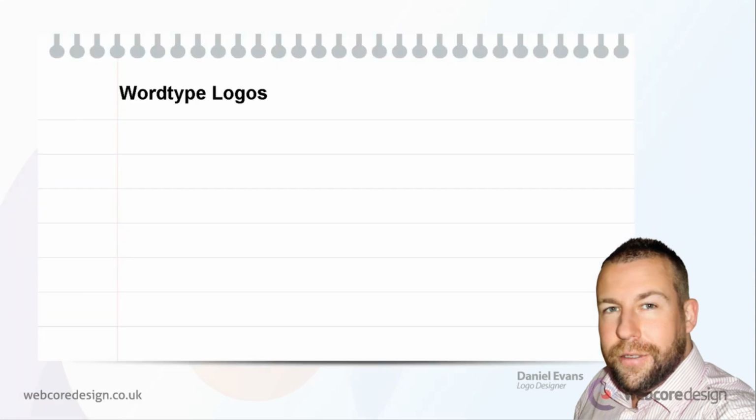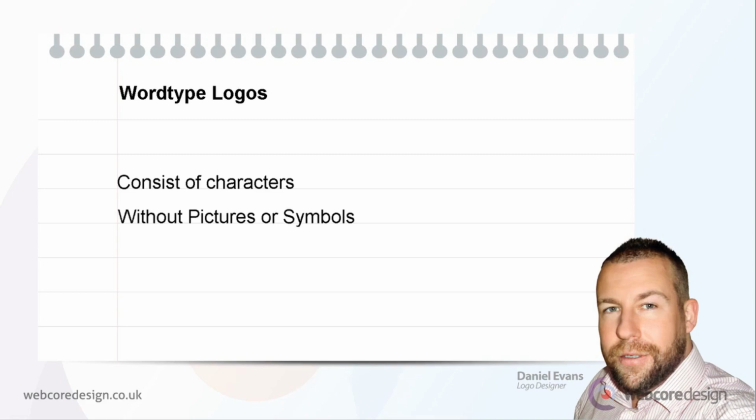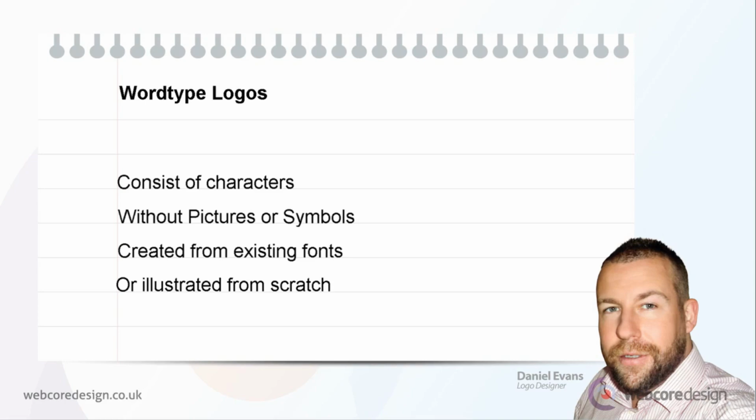Word type logos consist of characters and are without pictures or symbols. The characters may be created from existing fonts, or they may be illustrated from scratch. Here's a series of wordmark logos I've designed and a brief description of each.